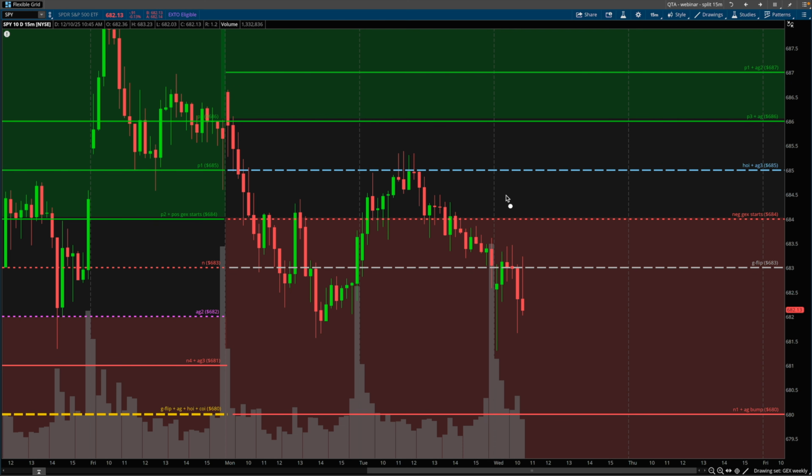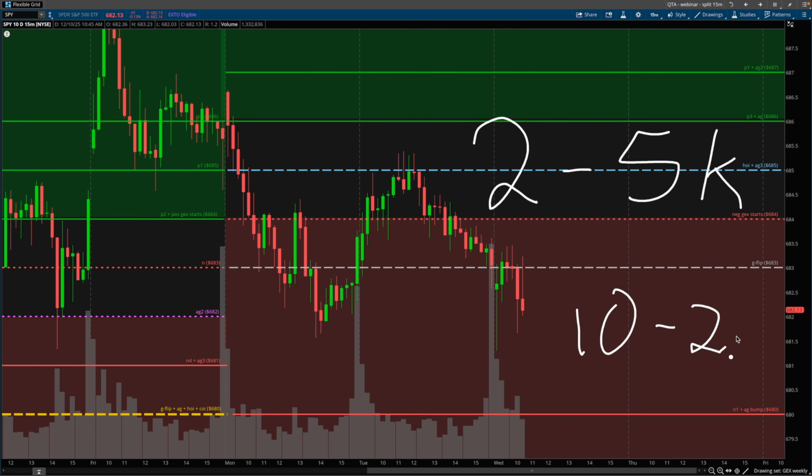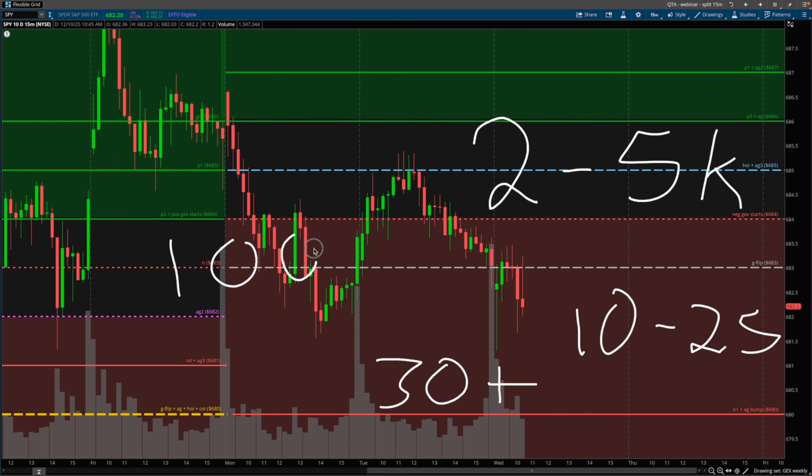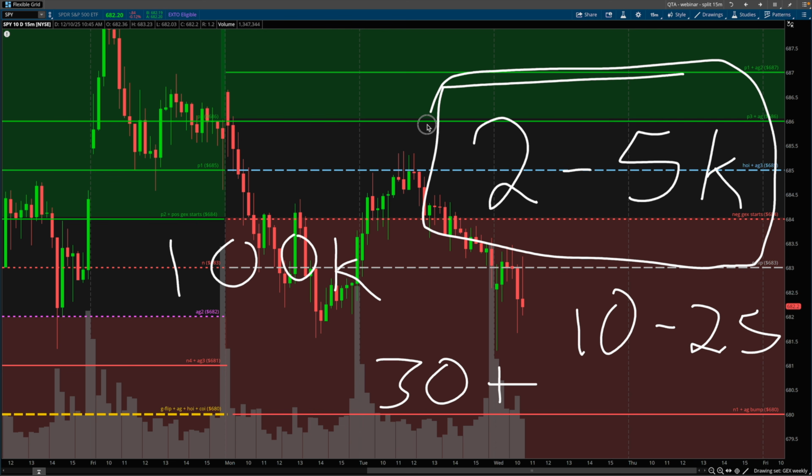Now, I consider a small trading account to be anything from 2K to 5K. 10 to 25K is a mid-sized account for me, and then anything above, we'll say 30,000, is what I would consider a nice size account, all the way up until about 100K. Anything over 100K I consider a large account. So for this video, this is generally the range I'm talking about. However, this type of information is applicable to any account size.